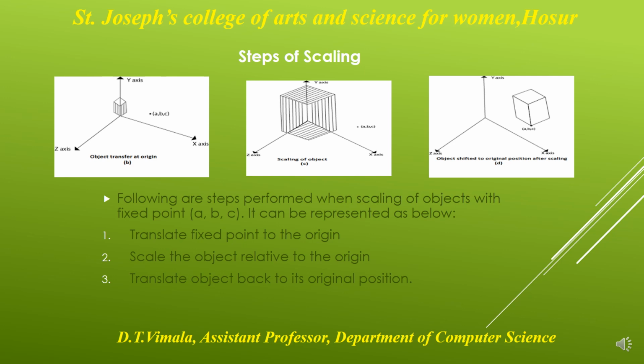Translate the fixed point to the origin. Scale the object relative to the origin. Then translate the object back to its original position. See, in the first image we are translating the object to the origin, and in the second image we are scaling the object, that means we are changing the size of the object. After the scaling process we move it back to the original position. These are the steps for scaling in 3D transformation.